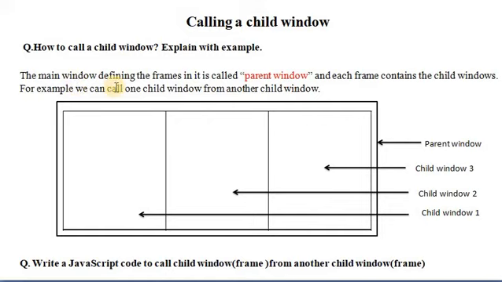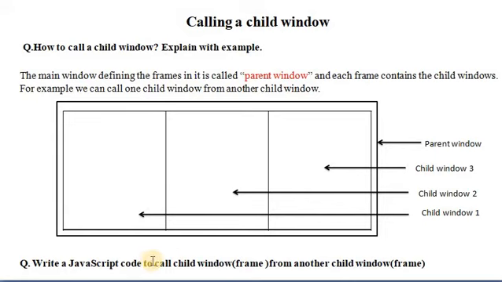The main window defining the frames in it is called a parent window, and each frame contains the child windows. For example, we can call one child window from another child window. Here in this figure, it shows the three frames present in a parent window. This is the parent window, and this parent window contains the three frames. Each frame becomes a child window. This is the child window 1, 2 and 3. And we can call one child window from another child window.